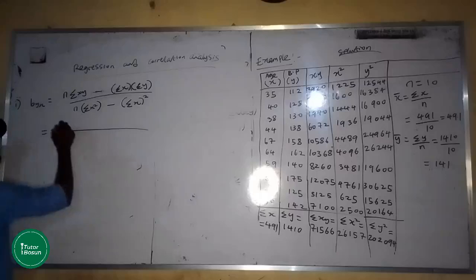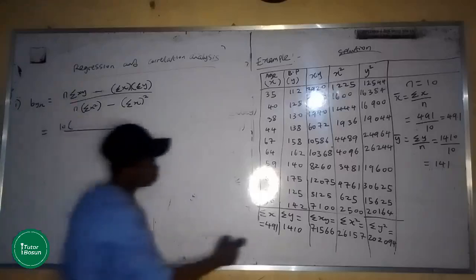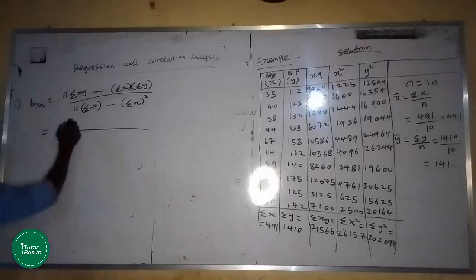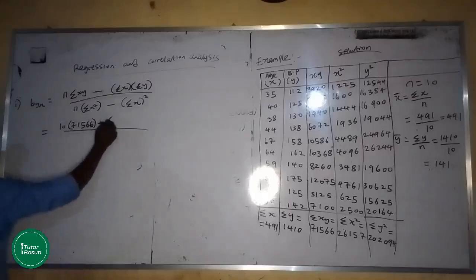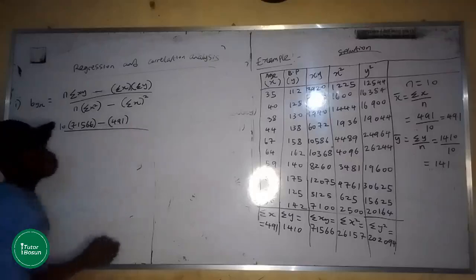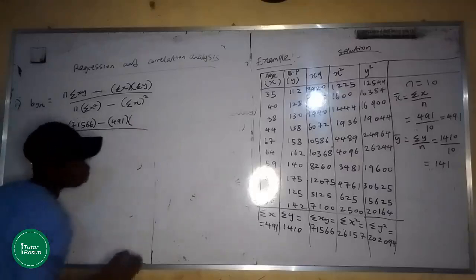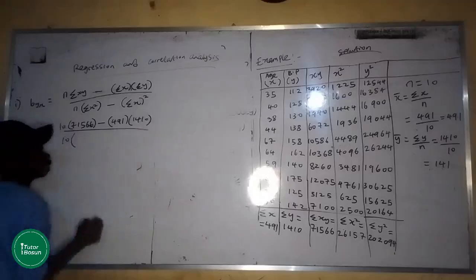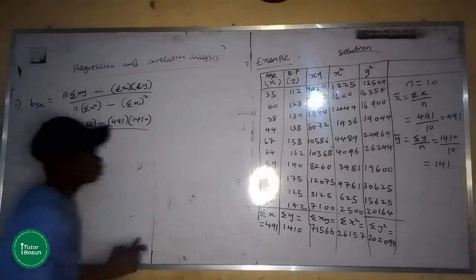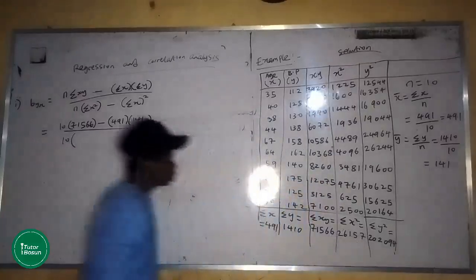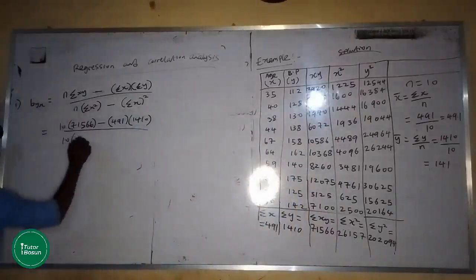Our n is 10. Summation xy is 71566 minus summation x, 491, into summation y, that's 1410, and that's 10 into summation x squared. The summation of x squared was 26157.